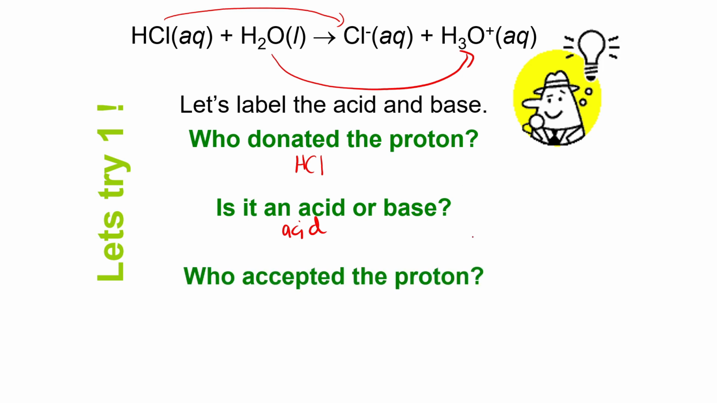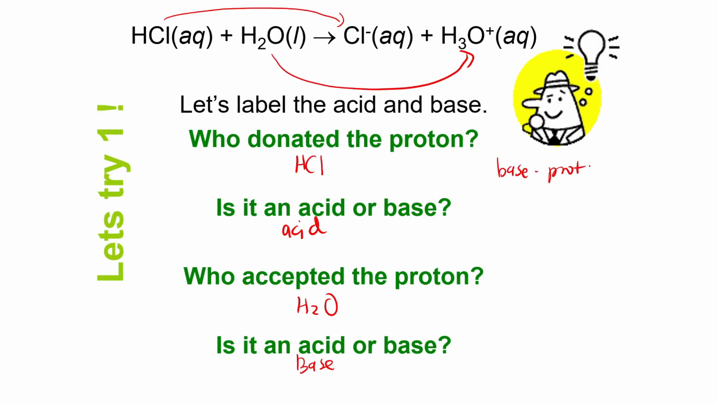Yes, dia ialah acid. Siapa yang menerima proton? Okay, H2O. Kita compare H2O accept proton, dia akan jadi H3O+. Jadi siapa yang accept proton? H2O. So dia ialah acid ataupun base. Yes, dia ialah base. So konsep sini, base ialah proton acceptor, acid ialah proton donor.